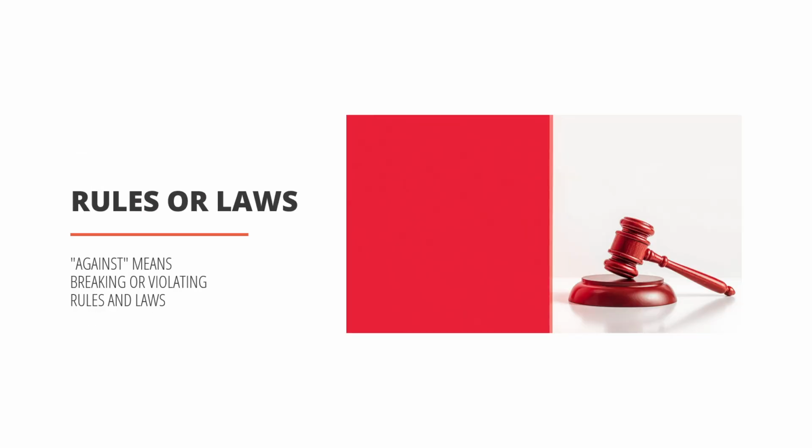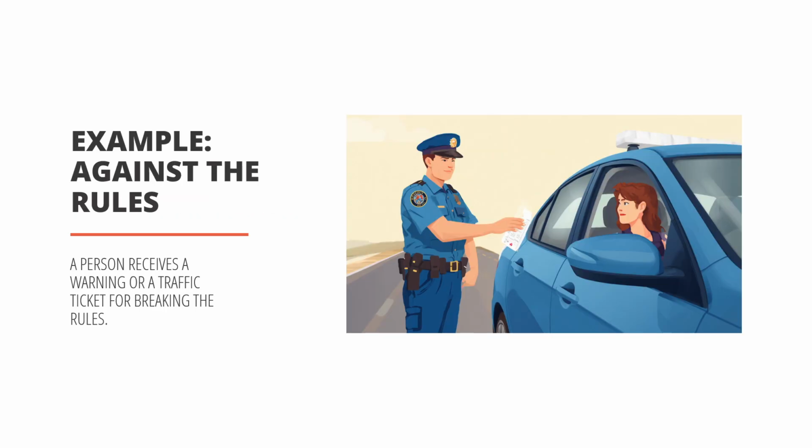Against is used with rules and laws. When something is against the rules, it is not allowed. It breaks the law. For example, it is against the rules to cheat. If you cheat, you are doing something wrong. You are breaking the rules.